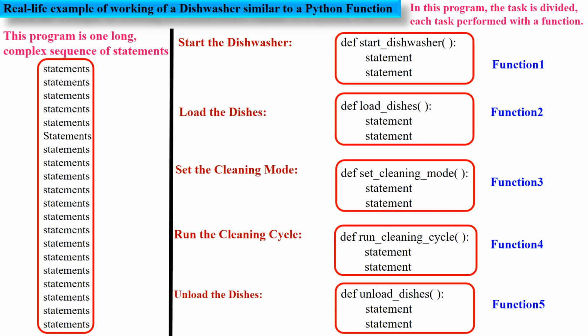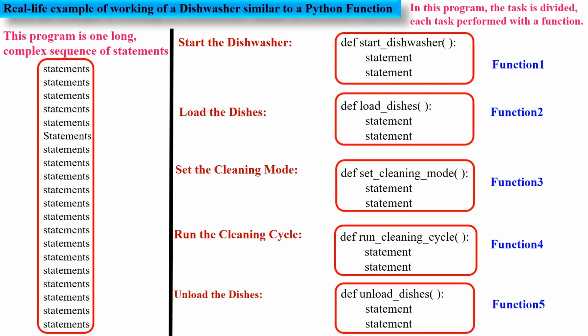Step 2. Load the dishes. Create a function called load_dishes that takes a list of dishes as a parameter and loads them into the dishwasher. You can include checks to ensure the dishwasher isn't overloaded and handle any specific requirements for loading certain types of dishes.